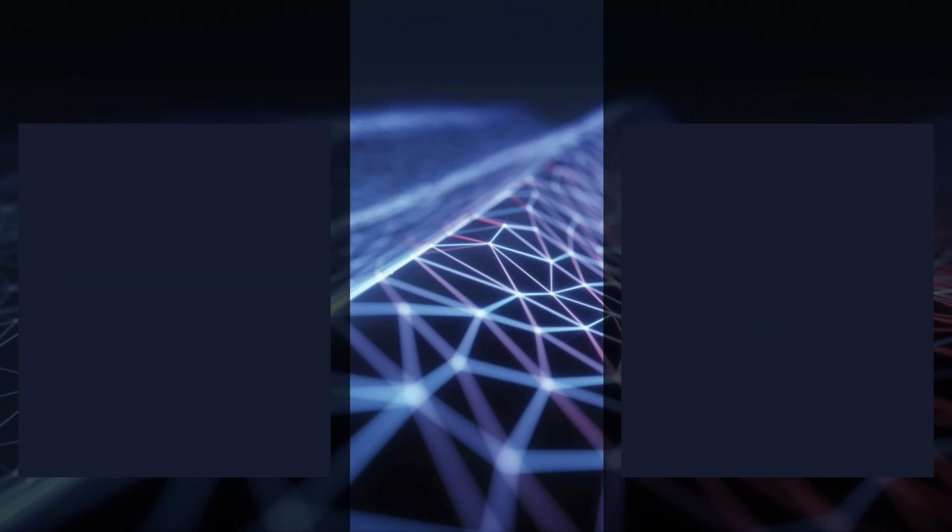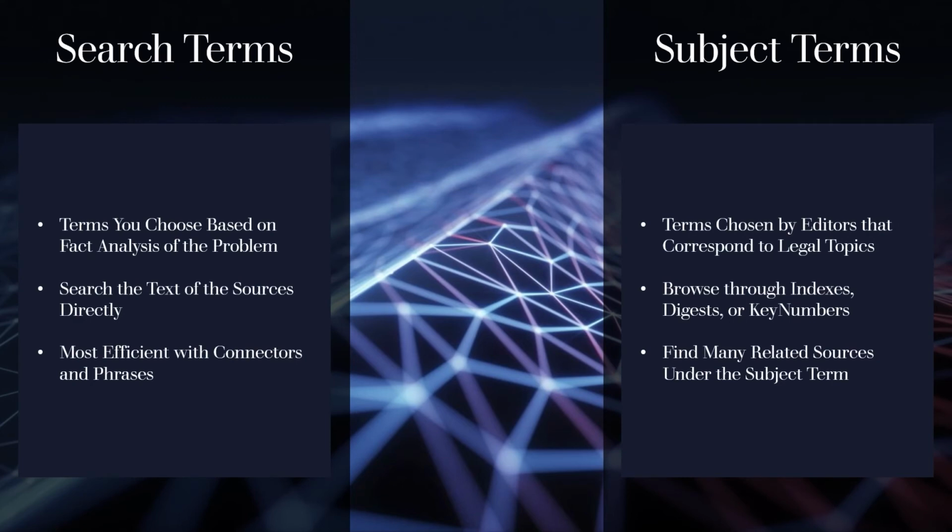After you've decided whether to start with primary or secondary authorities, you'll have to decide whether to search the databases with terms you came up with, or whether to find the terms that the editors of those sources already use for those concepts. Most people prefer using search bars with terms they've already chosen, which is called keyword searching, but there are also advantages to browsing the terms chosen by editors, which can be called subject searching and is done in indexes, digests, or the key number system.